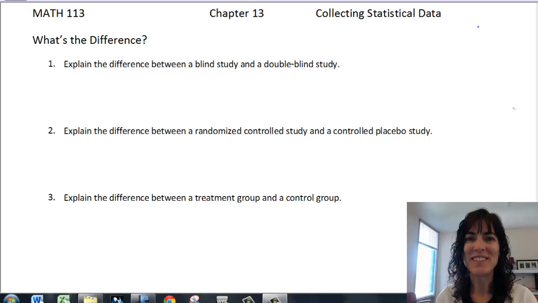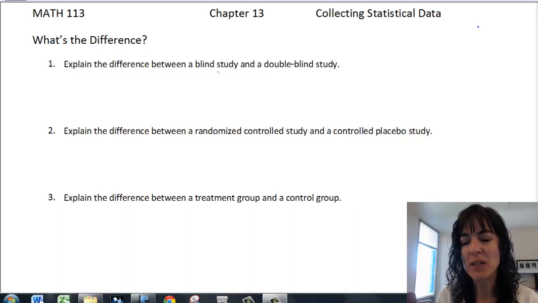What's the difference? You'll be happy to know this is our last "what's the difference" for the course, other than the "what's the differences" that you will need to answer for your exams. But I'm hoping that these are feeling very familiar and comfortable to you as we've done them through the entire semester. The first question, explain the difference between a blind study and a double-blind study.